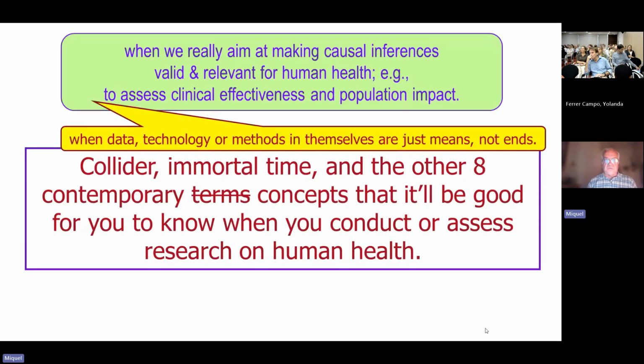A main focus of my overview will be when we make causal inferences that we wish will be valid and relevant for human health. For example, when we wish to assess the clinical effectiveness of a diagnostic tool or a therapeutic tool, or a population impact of an exposure, intervention, policy and so on. So this puts us in a situation which is both common and unique.